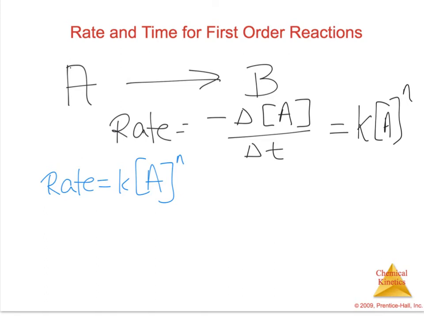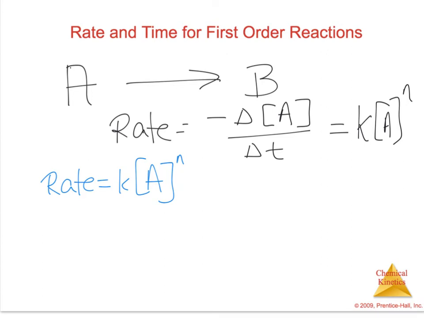Now in this case we're evaluating rate and concentration. When we looked at rate laws, we saw how changes in concentration affected rate. Now we're going to look at rate and time and how those two things are related, or how we can evaluate time to determine rate.